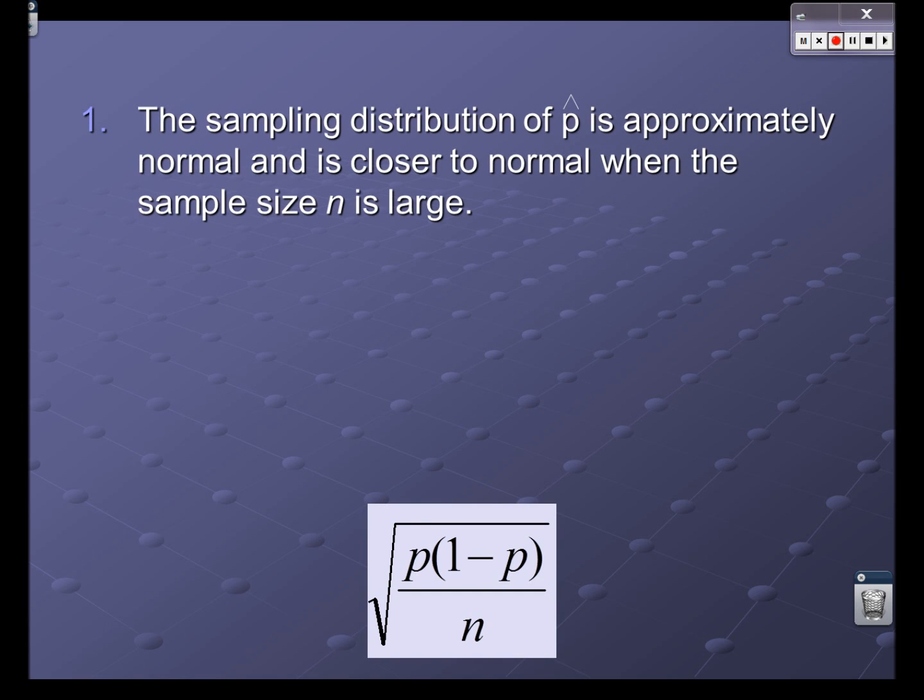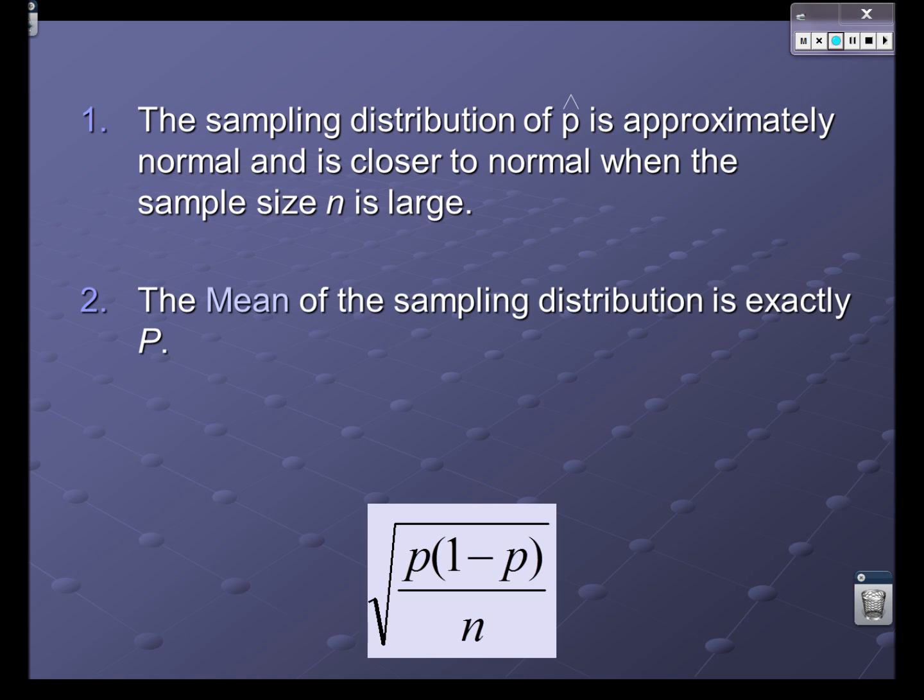The sampling distribution of P hat is basically going to be normal, or close enough to normal, when the sample size is large. And of course, the larger the sample size, the more normal the distribution of P hat. When I say sampling distribution, I mean collecting multiple samples and then graphing them. The bigger the sample size, the more normal that curve will look when I make that distribution, which is the collection of all of P hats. The mean of that sampling distribution will be P. That's the average of all of my P hats.